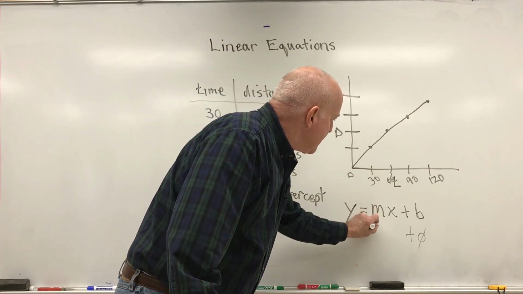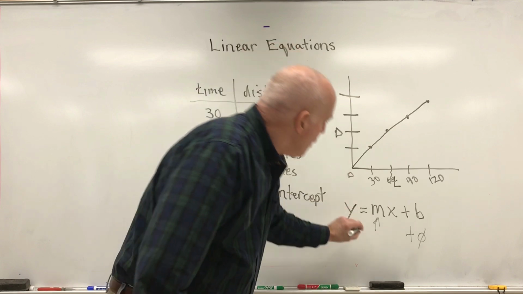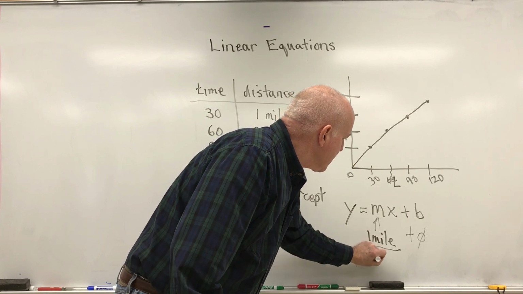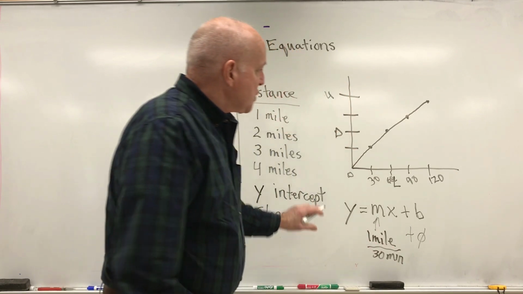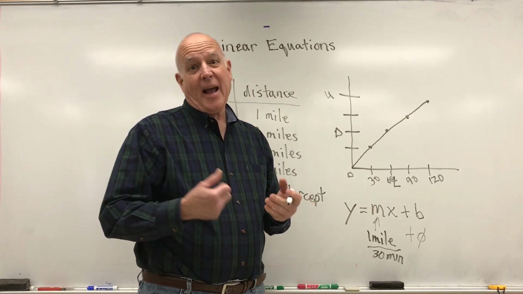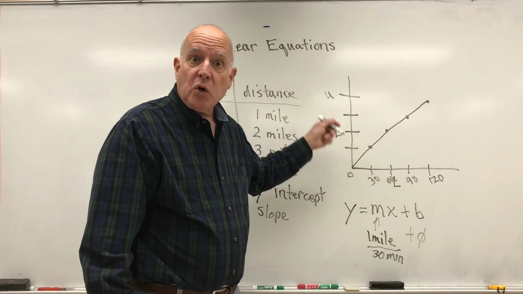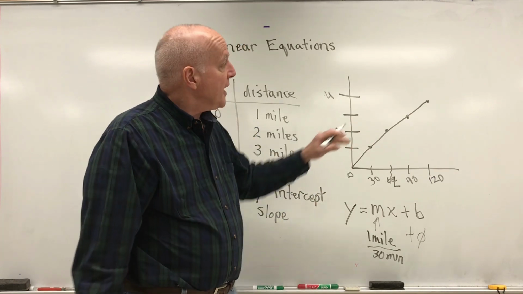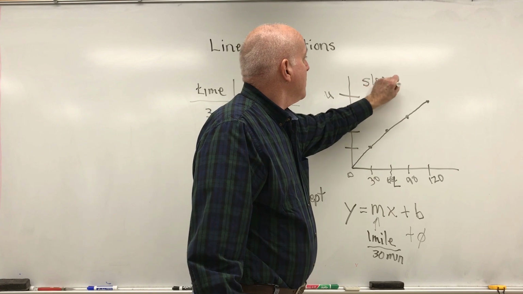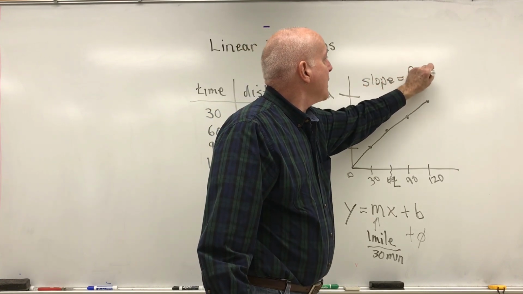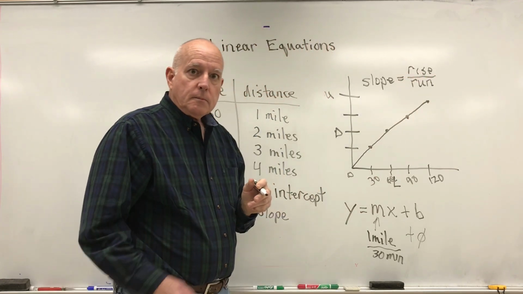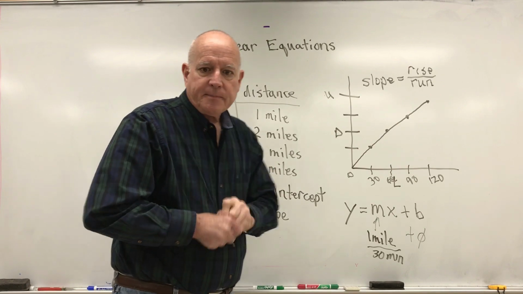And then the slope is going to be the amount that it goes up, 1 mile, for every 30 minutes. So in this, the slope would be 1 over 30. A lot of the time, we're going to be looking at an XY graph rather than a specific unit. And in those XY graphs, we're just going to look at the rise over the run. So the slope equals the rise, how far it goes up, over the run. We'll look at another example in just a moment.